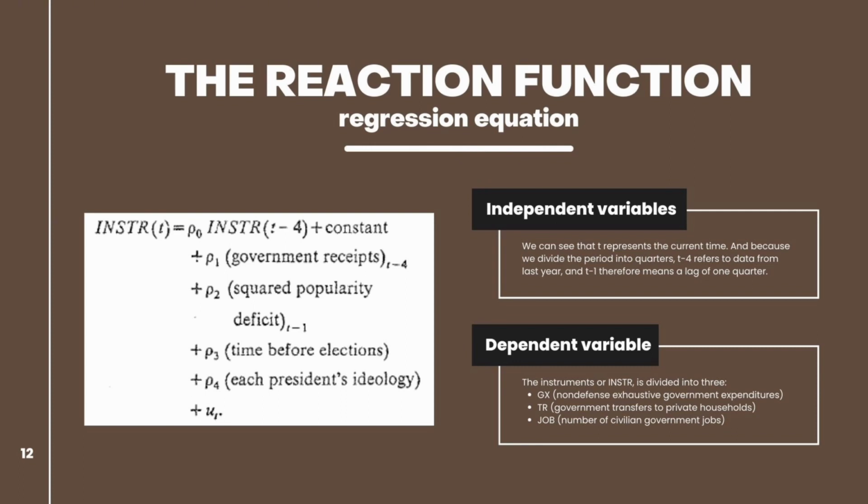Next is the dependent variable. The instrument, or INSTR, is divided into three groups. GX is non-defense exhaustive government expenditure, TR is government transfer to private households, and JOB is the number of civilian government jobs. These three are strategies that the government will use to increase its popularity.